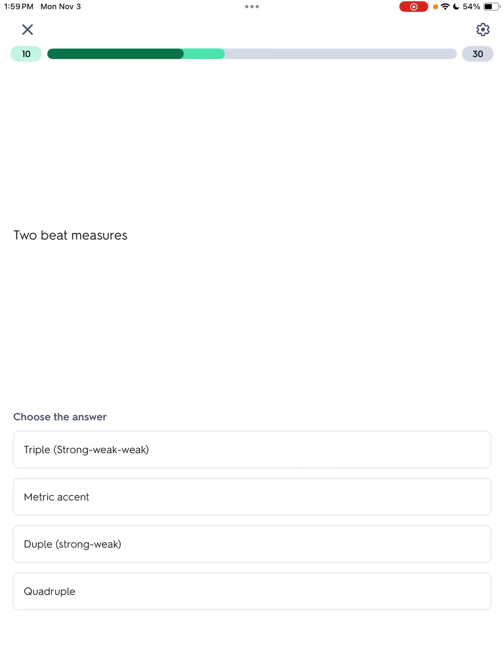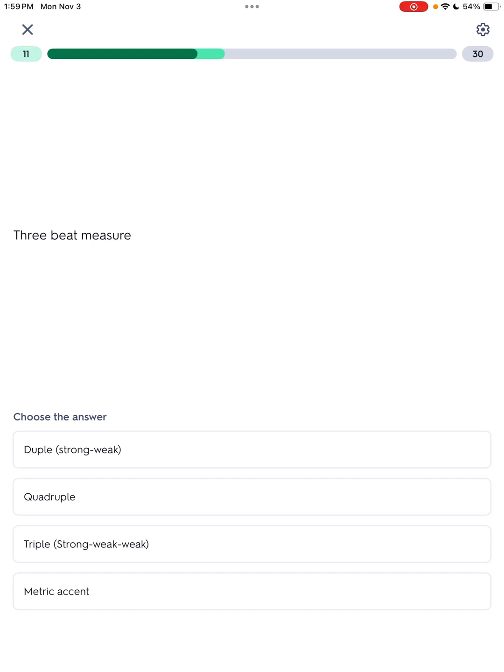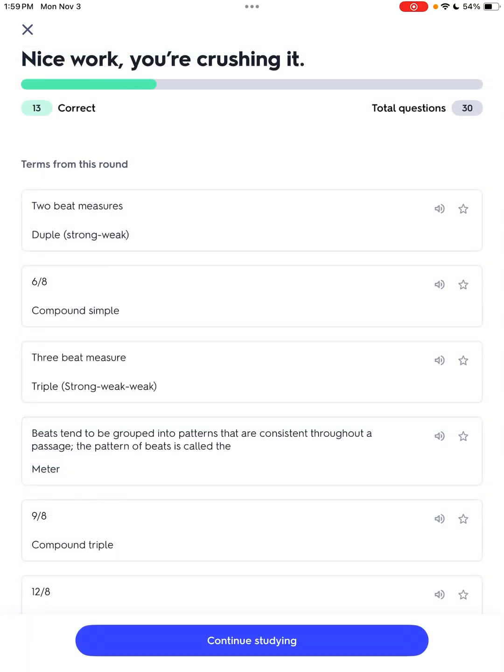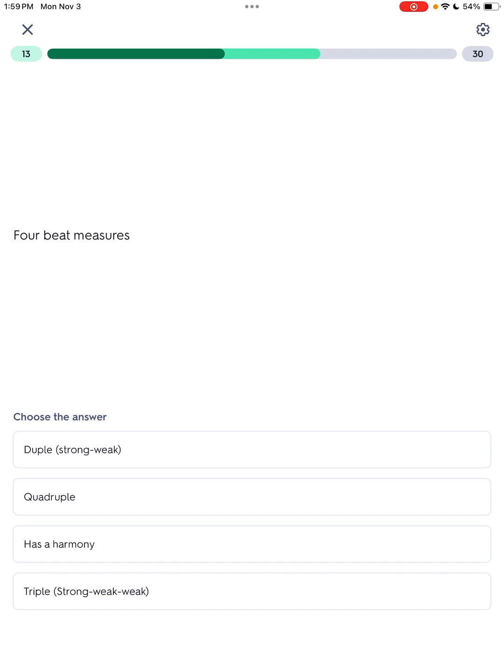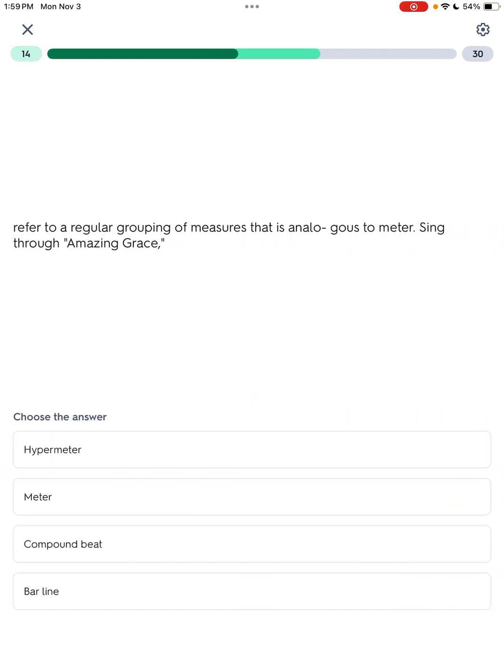2 beat measures, duple. Triple, 3 beats. Metric. Okay. 4 beat measures, 4 beats. Quadruple: strong, weak, weak, weak. Refers to hypermeter.